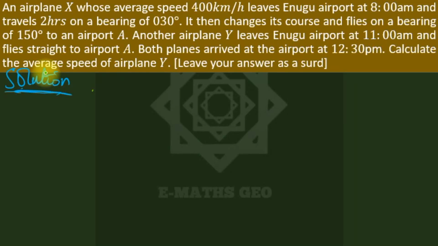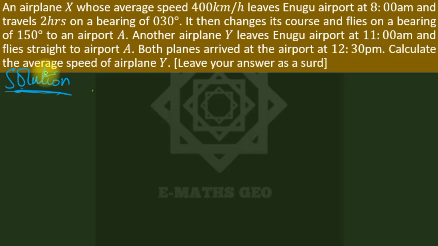An airplane X, whose average speed is 400 km per hour, leaves Enugu Airport at 8 o'clock a.m. and travels 2 hours on a bearing of 030 degrees. It then changes its course and flies on a bearing of 150 degrees to an airport A. Another airplane Y leaves Enugu Airport at 11 a.m. and flies straight to airport A. Both planes arrived at the airport at 12:30 p.m.